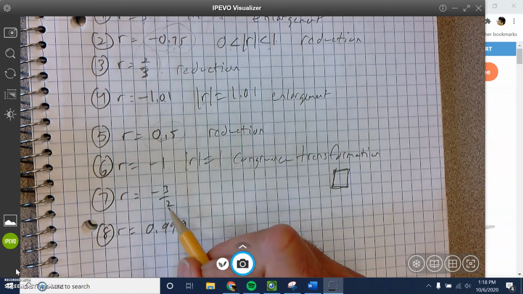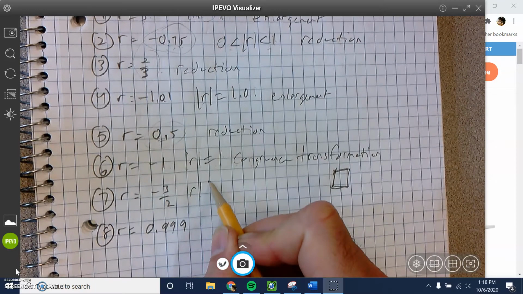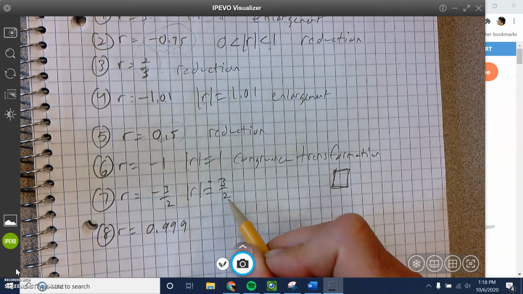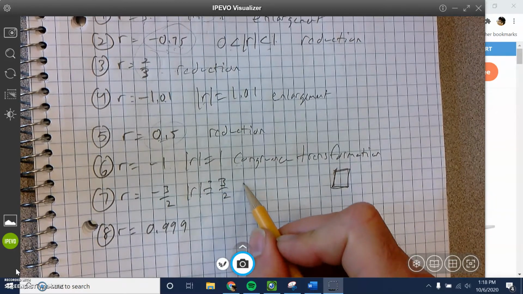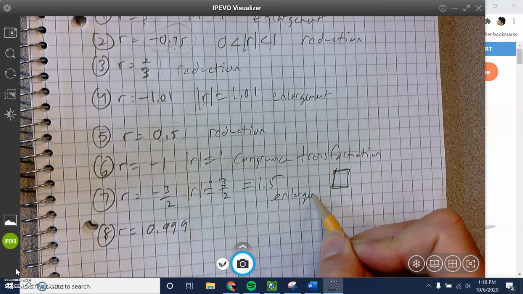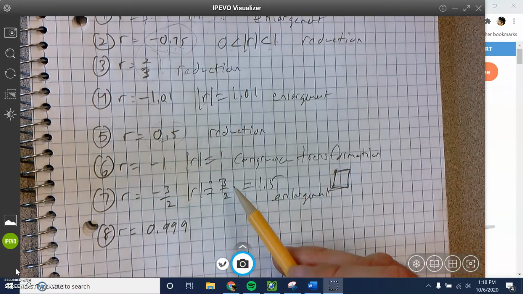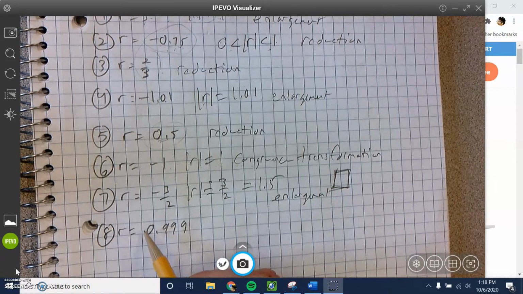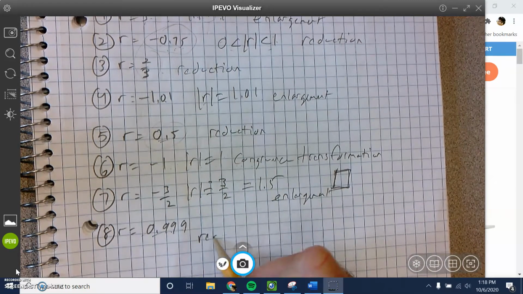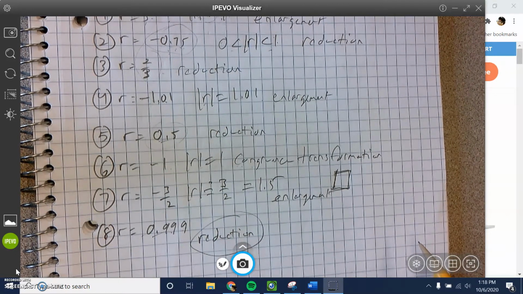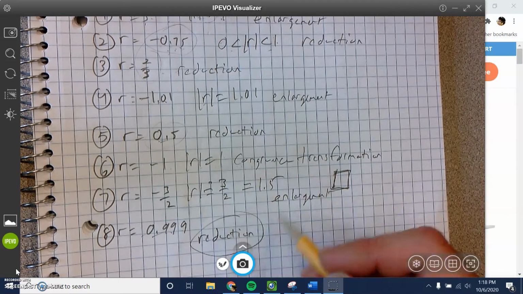This looks like a fraction, but it's actually not. The absolute value of R is positive 3 over 2, that's greater than 1. That's actually 1.5, which is an enlargement. That's how it's going to trick you. It looks like a fraction, but it's actually more than 1. It's an improper fraction. This is between 0 and 1, so this is a reduction on number 8. Hopefully you got 4, 5, 6, 7, 8 correct. If not, fix it on your paper.